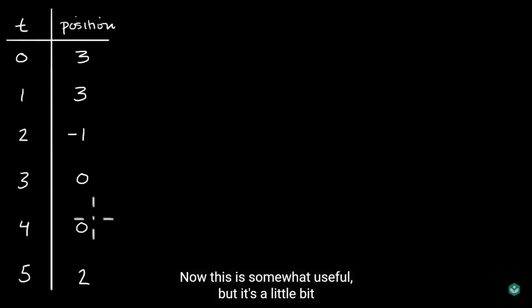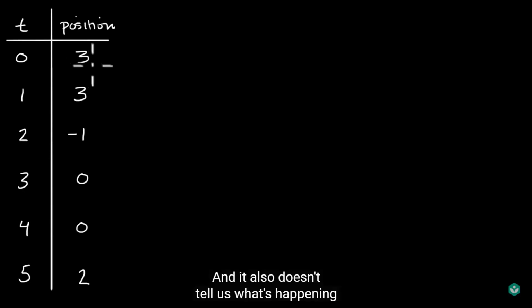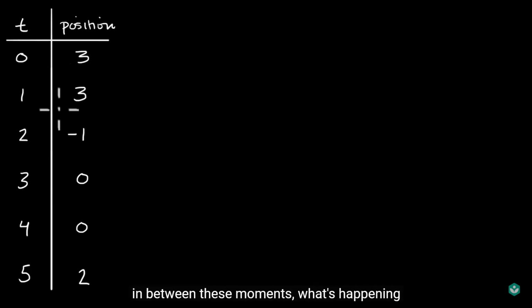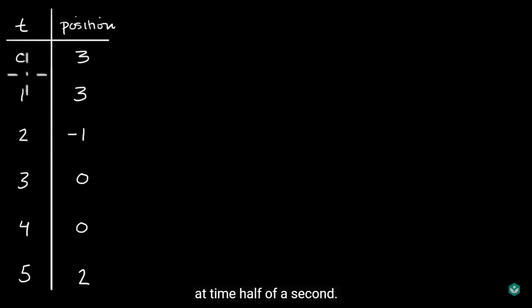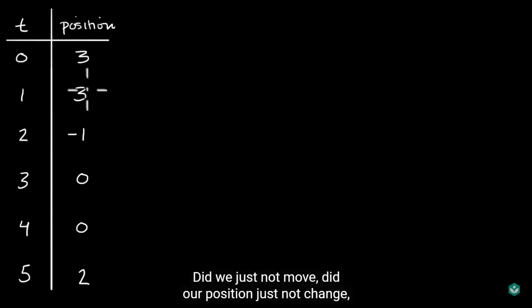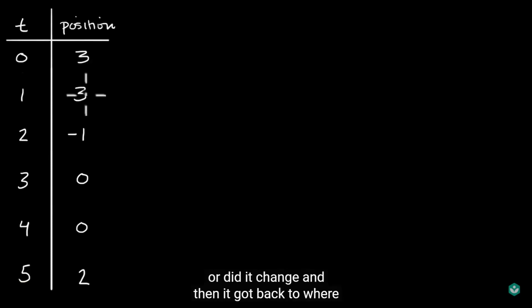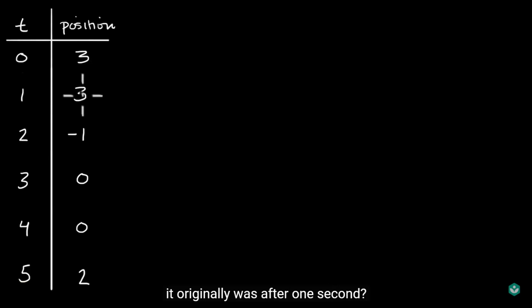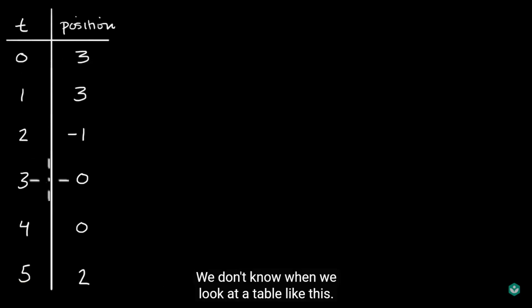Now, this is somewhat useful, but it's a little bit difficult to visualize, and it also doesn't tell us what's happening in between these moments. What's happening at time half a second? Did we just not move? Did our position just not change? Or did it change and then get back to where it originally was after 1 second? We don't know when we look at a table like this.